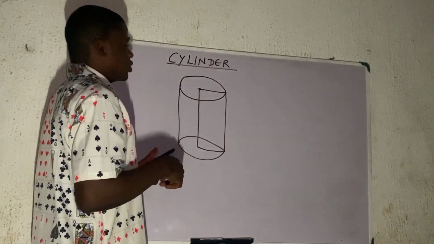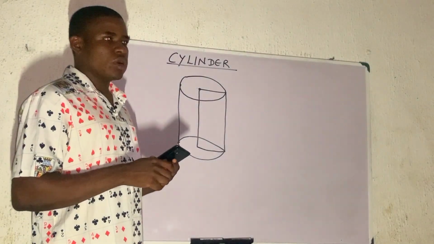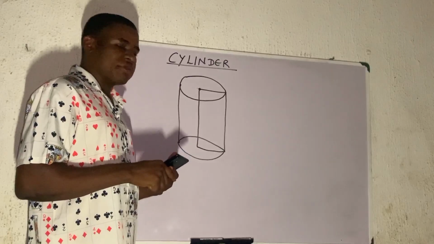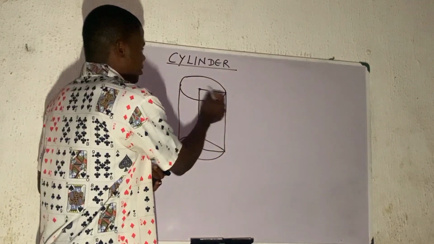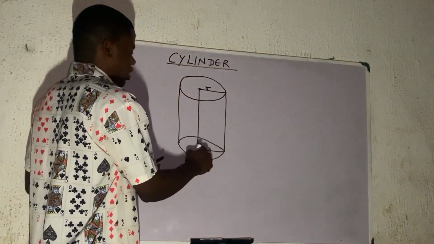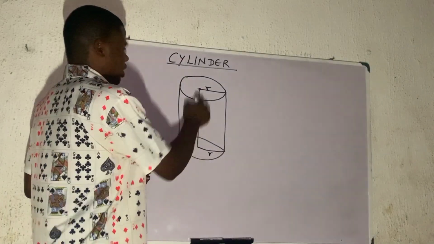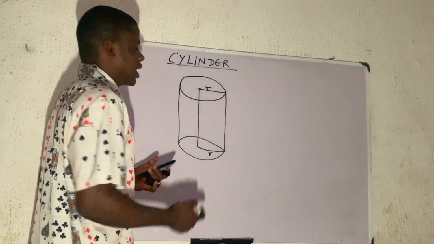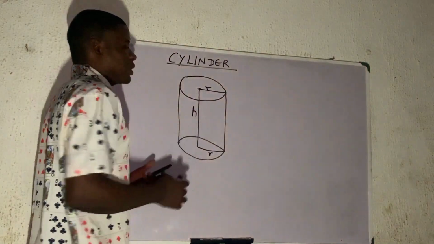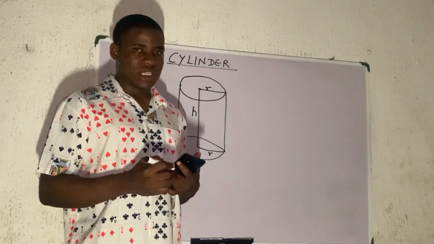So this having two circular parts, I know that a circle has a diameter, and half of the diameter is the radius. So it means that from here to here is actually the radius, and from here to here is actually the radius. Does it make sense? And from here to here is actually the height of this cylinder, which is H, the perpendicular height. Does it make sense?